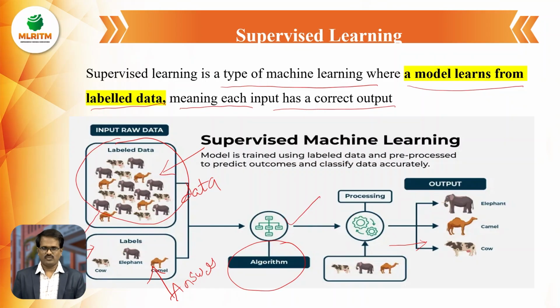In this way, the machine learning algorithm will be trained by the labeled data set. After the completion of this training, suppose you are passing a particular animal image to this algorithm, then it will identify which label it belongs to. Maybe it is an elephant, maybe it is a camel, or maybe it is a cow. So a supervised learning algorithm will work on the labeled data set.